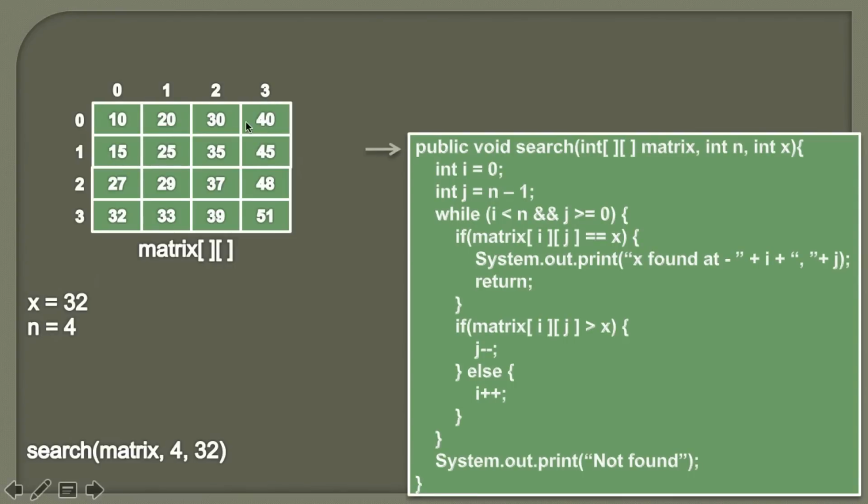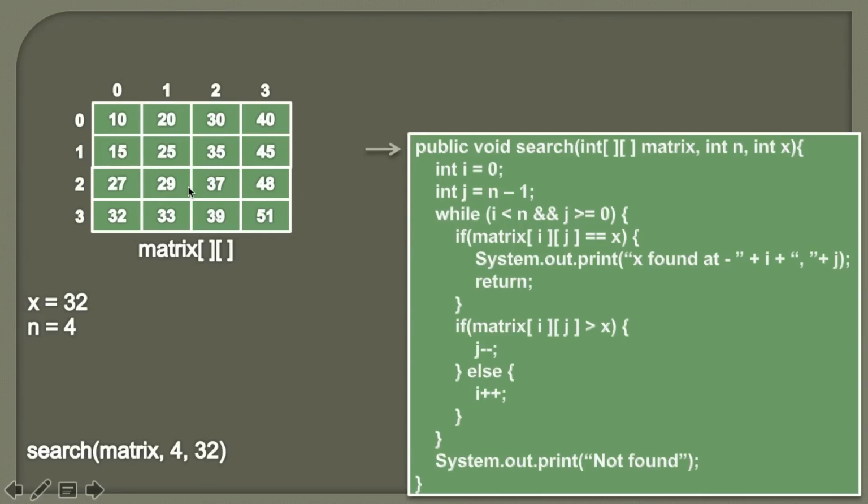Here, as 32 is less than 40, the idea behind this algorithm is: if we go to the left of 40, we will find all the numbers lesser than 40. And if we go below 40, then we will find the numbers greater than 40. As this is a row wise and column wise sorted matrix, for each and every element in this matrix this property holds true: if we go a step left, we get a number lesser than the current number, and if we go one step below, we get a number greater than the current number.